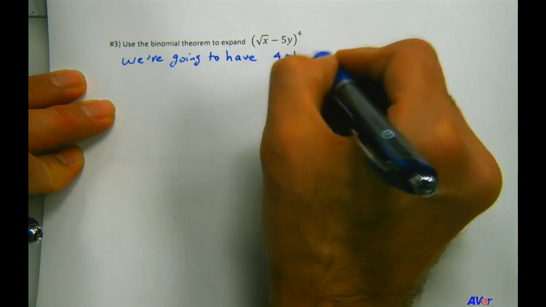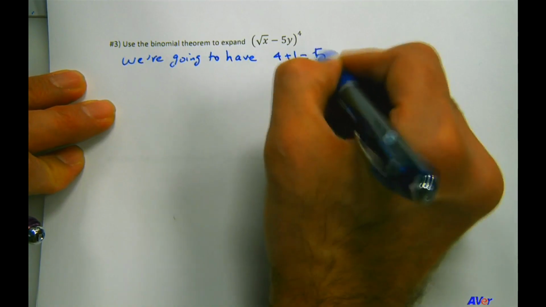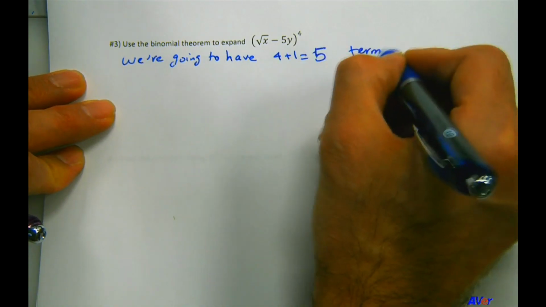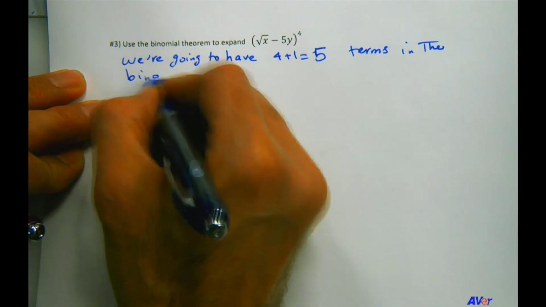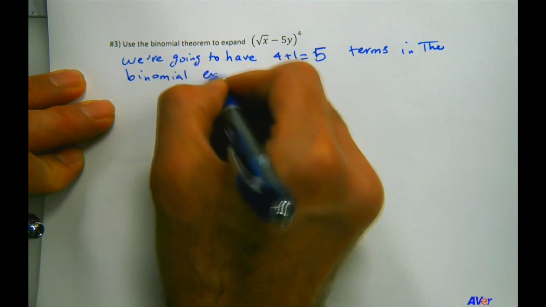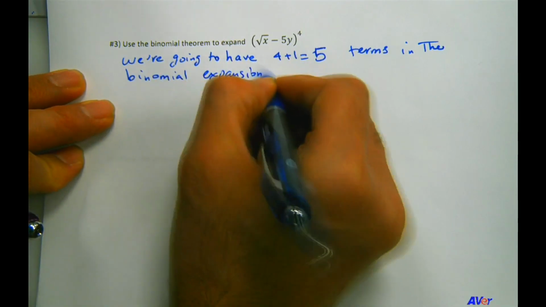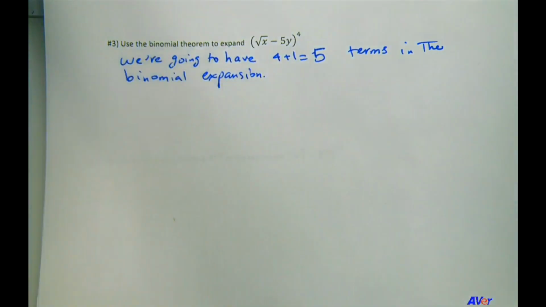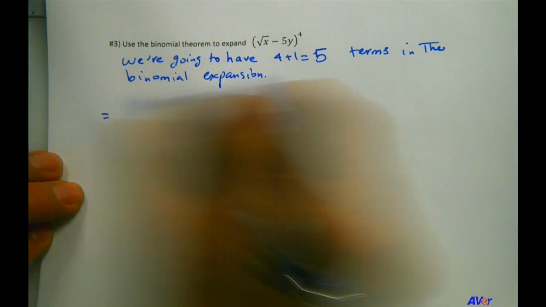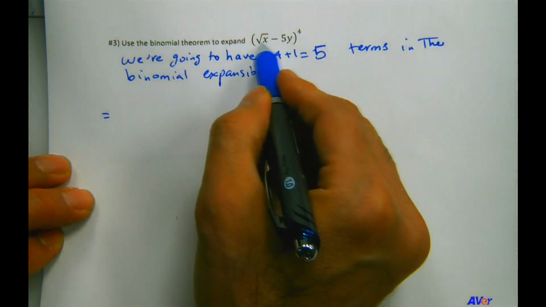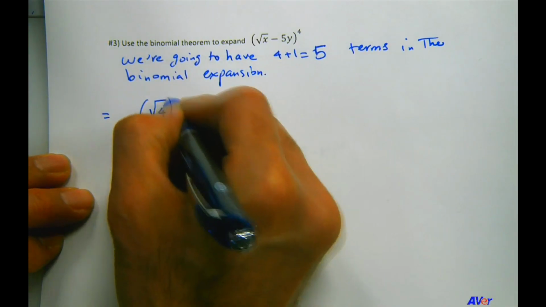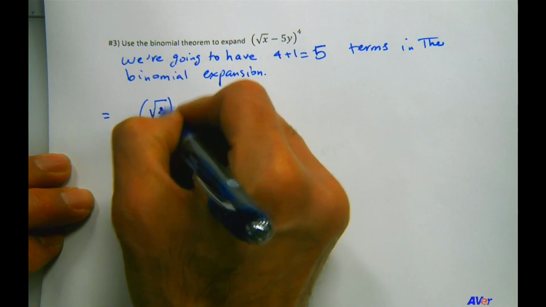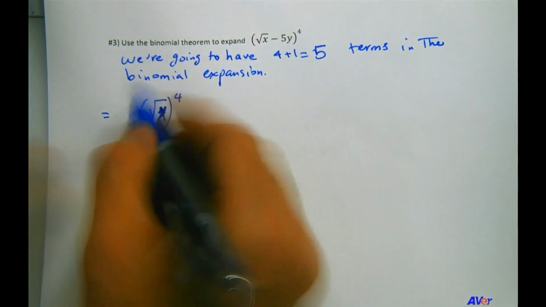So we are going to have 4 plus 1 or 5 terms in the binomial expansion. Okay, so now that we know that, let's go about expanding this. So we know that the first term is going to be first term to that full power, right? Square root of x to the fourth power. What about the coefficient?